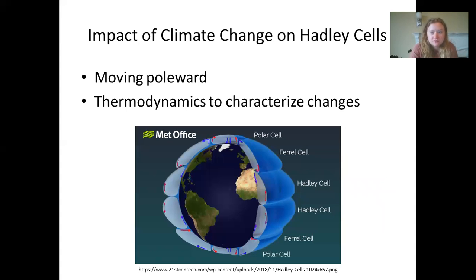Connecting those thermodynamic properties to climate change and back to Hadley cells, what we know so far just by looking at distributions of desert and desertification of the earth is that Hadley cells seem to be moving poleward and deserts are extending poleward. So another way that we can learn about how Hadley cells are changing with climate change, beyond just looking at geography, is understanding the thermodynamic properties of Hadley cells and how those are changing with changes in our atmospheric temperature.